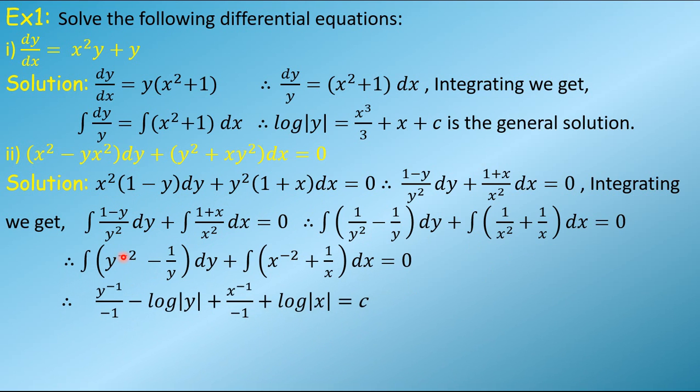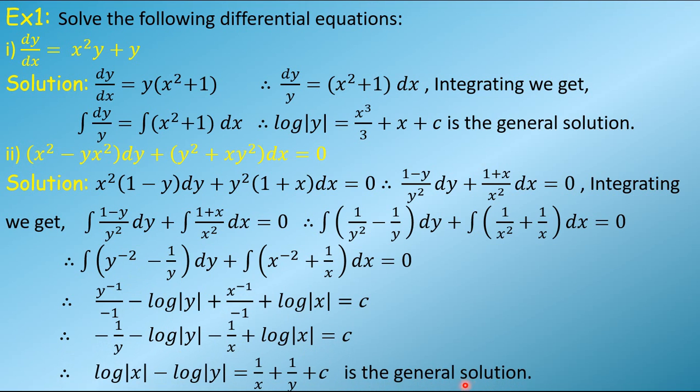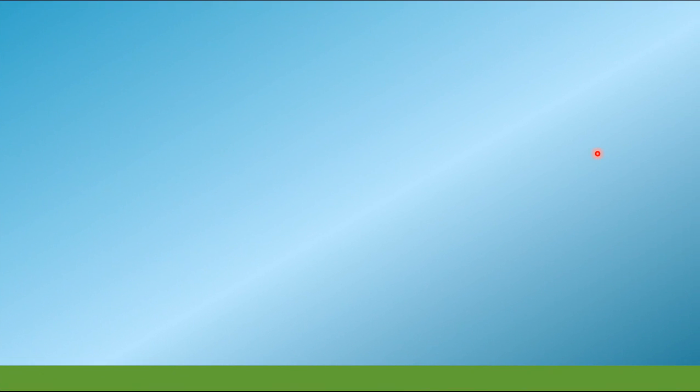Again integrating, integration of y raised to minus 2 will be y raised to minus 1 upon minus 1, and log of mod y. Same thing here, collecting the terms which are like this. Again collection is done. So the final answer: log of mod x minus log of mod y is equal to 1 upon x plus 1 upon y plus c, is the general solution of the problem. So note this problem, one of the nice questions.